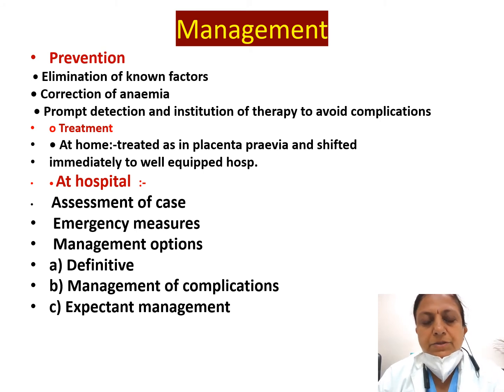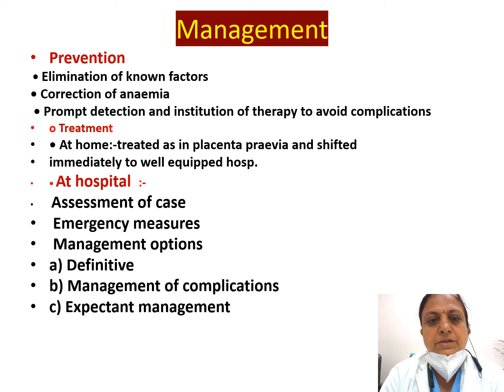Now coming to the management, first is prevention. So elimination of the known factors like malnutrition, or if she is having any substance abuse. All these have to be looked for during the antenatal period. Correction of anemia, prompt detection and institution of therapy to avoid complications.